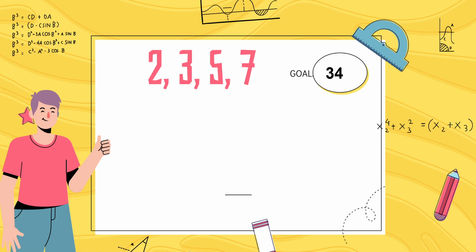This time, you are allowed to use numbers 2, 3, 5, 7. You need to get 34 in the end. Give it a try. I'm waiting for you as always. Please pause the video. Try to do it yourself. I'll give you 30 seconds. Then we do it together.